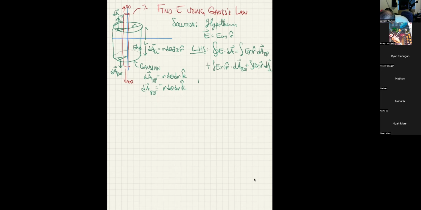Now, for the top one, what we get is the integral of E of R, R hat, dotted with the dA for the top, which was R dR d theta, K hat. You can see that R hat dot K hat is going to give you 0. Not only that, that's lucky because this R would actually change from 0 to R and it wouldn't be a constant. So we couldn't really work out stuff, but luckily the R hat dot K hat gave us 0. So that one goes to 0.